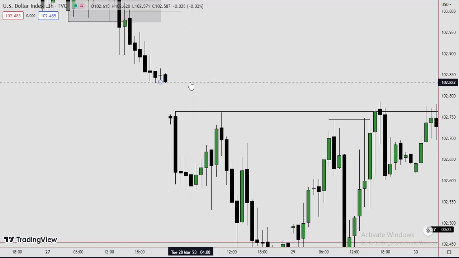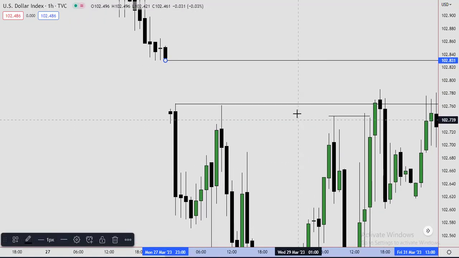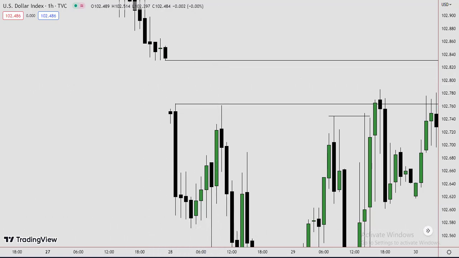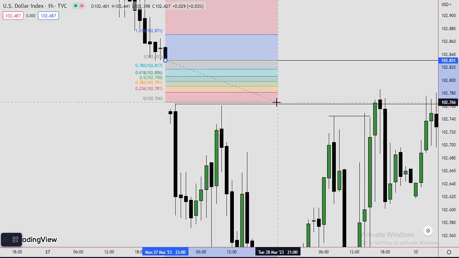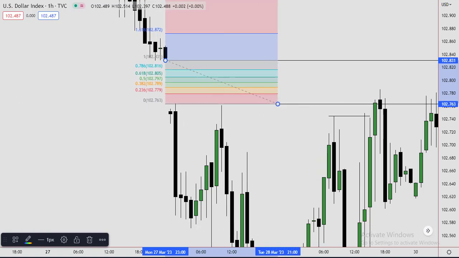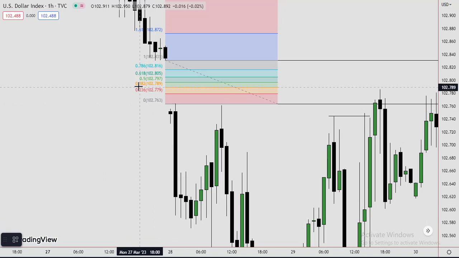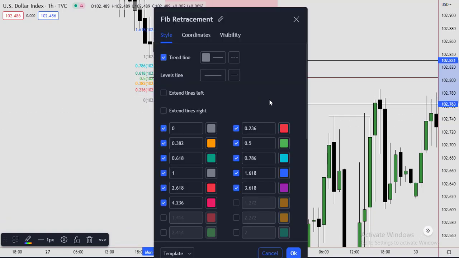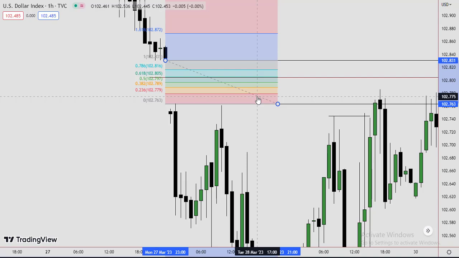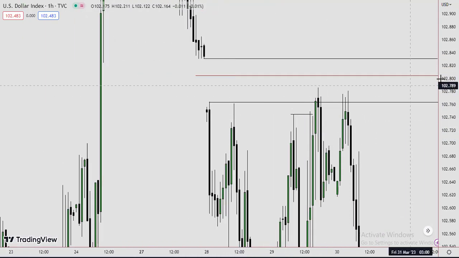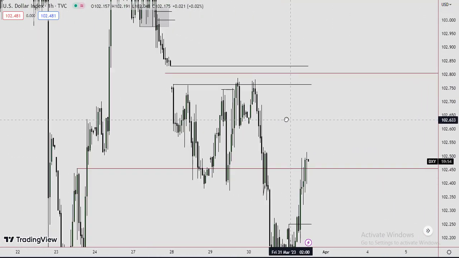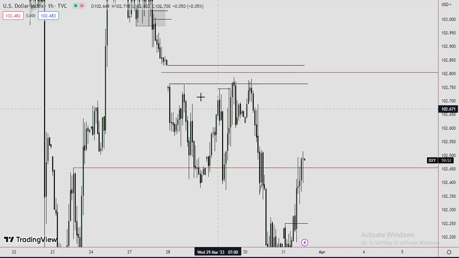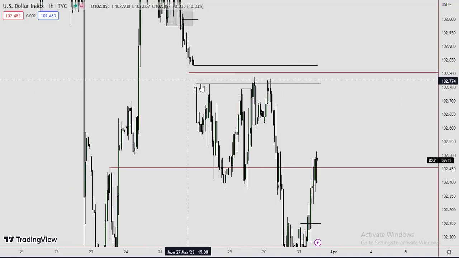So let's use Fibonacci to measure this entire gap, and then take note of 50% of the gap. So 50% of that gap is consequent encroachment. Most preferably, we would like to see price trading to 50% of that gap before it starts selling, or tap into the gap.